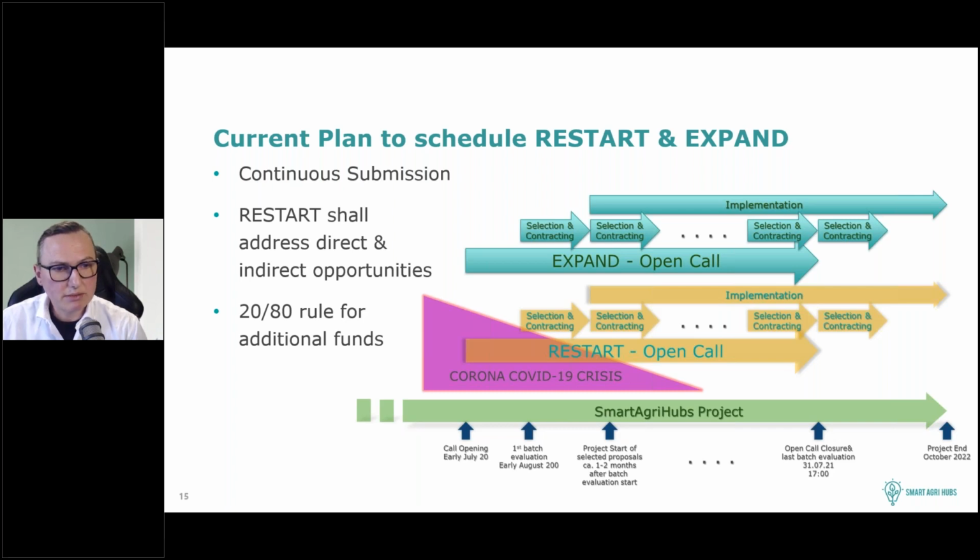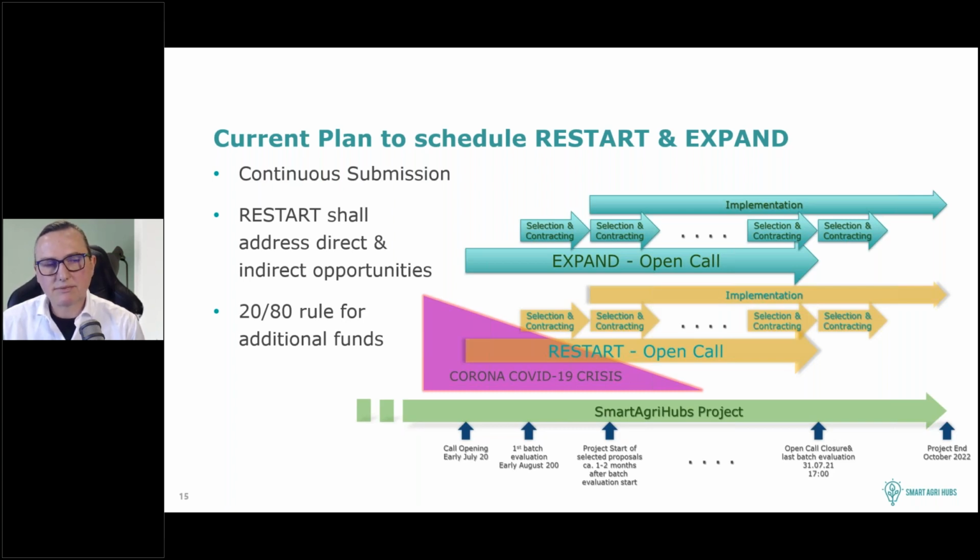This means if you are submitting a proposal in July, and it's evaluated in August, then possibly in September you could already start. So that's the situation in the moment. The final possibility to hand in a proposal would be the end of July next year. That's the current planning. However, if we already get too many proposals and all the funding is gone, we have a limited funding. It's not endless. If it's gone, it's gone.